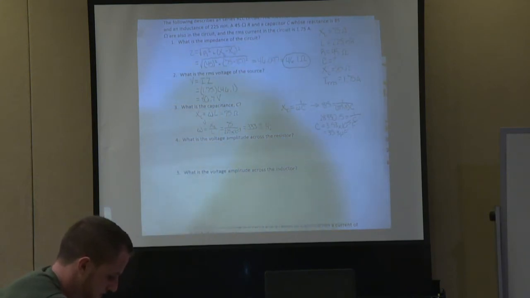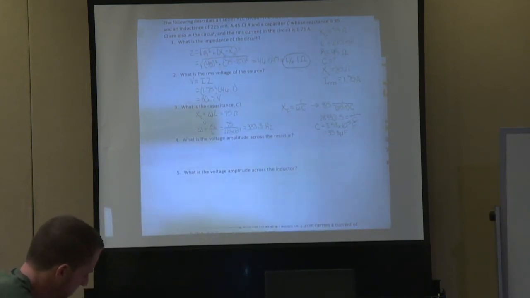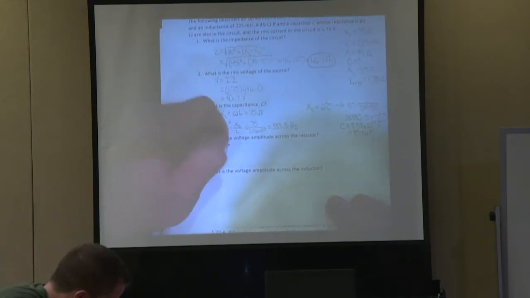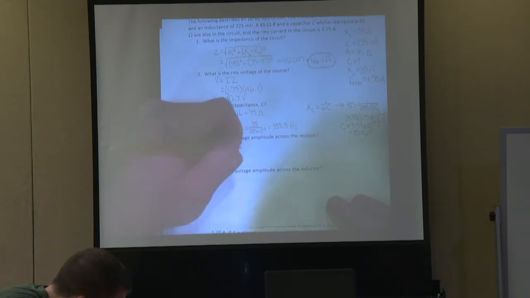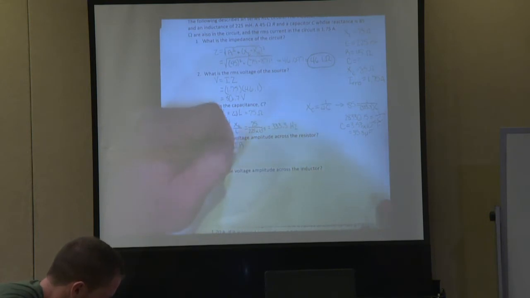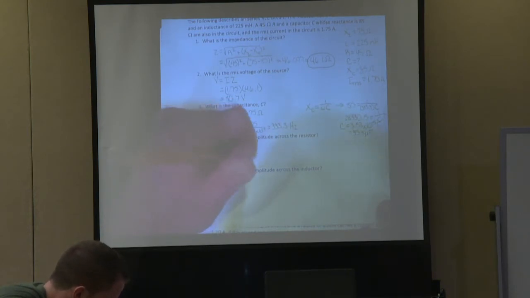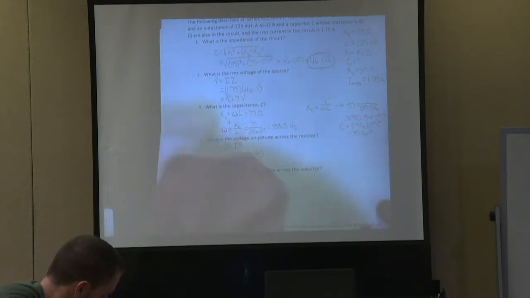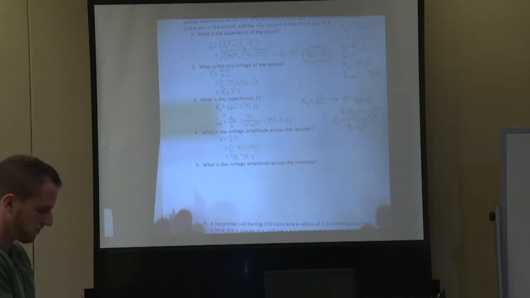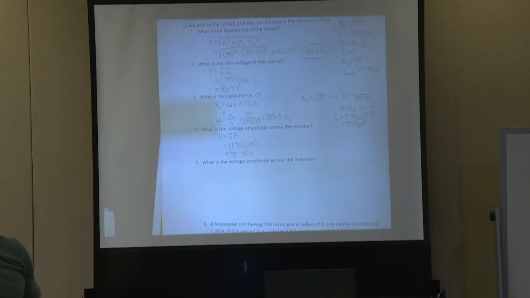Next, we're going to solve for the voltage amplitude across the resistor. And this is also Ohm's law. V equals IR, plug in the current, 1.75, and the resistance of the resistor, which is 45. We get 78.75 volts.